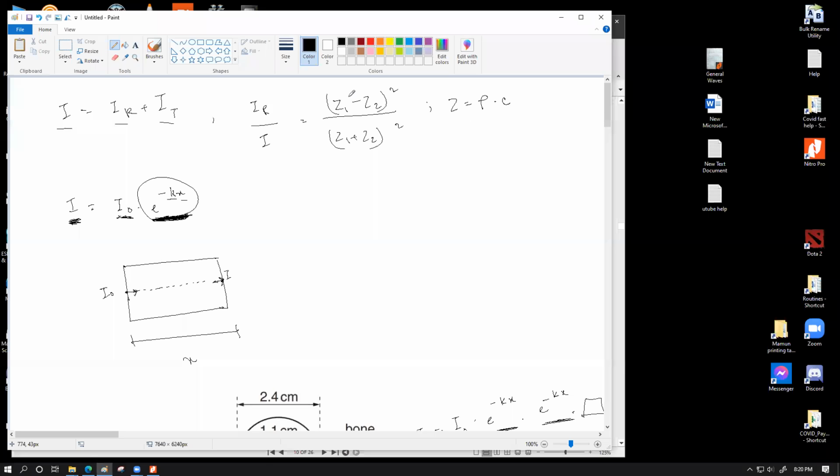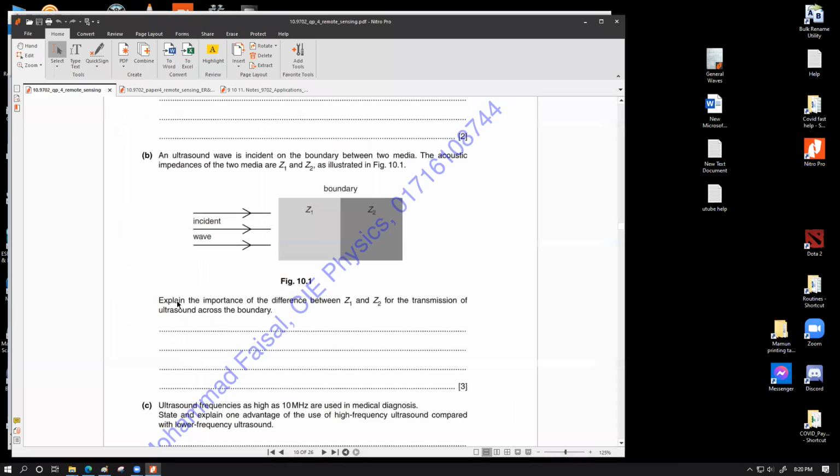Vice versa, if the difference between Z1 and Z2 is pretty large, then you would have a much bigger subtraction result, and the fraction value would be significantly larger. So the reflected portion will be much stronger, and the transmitted portion will be somewhat smaller. That's the significance of the values of Z1 and Z2 on the reflected wave or on the transmitted wave. So in this question, they are asking us to explain the importance of the difference between Z1 and Z2 for the transmission of the ultrasound across the boundary.